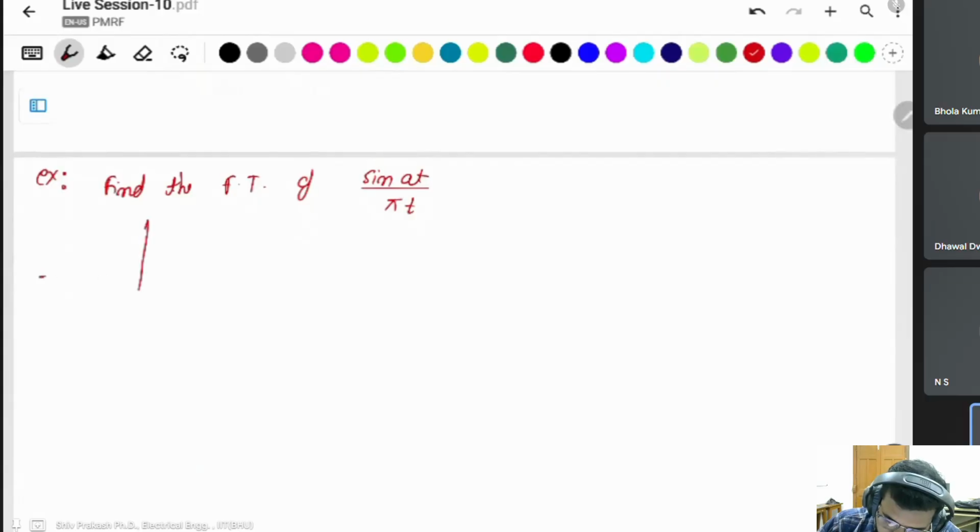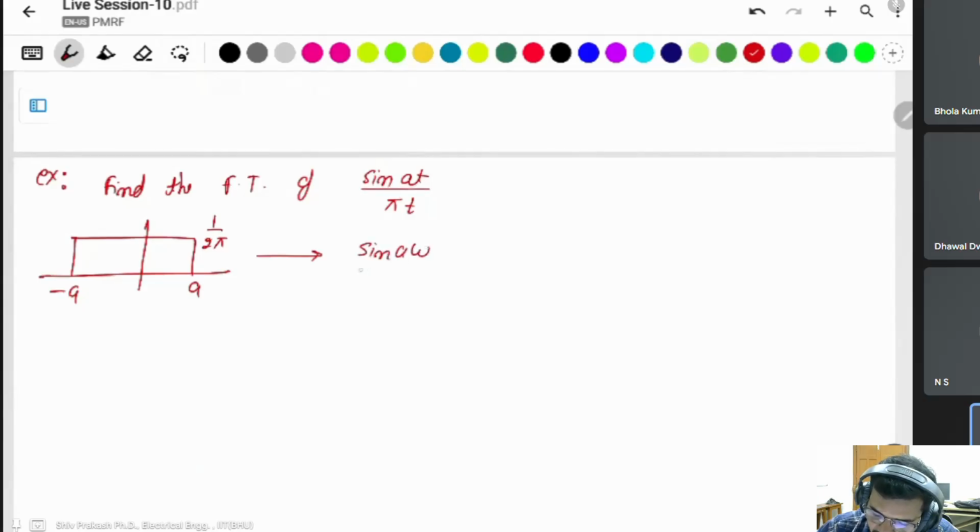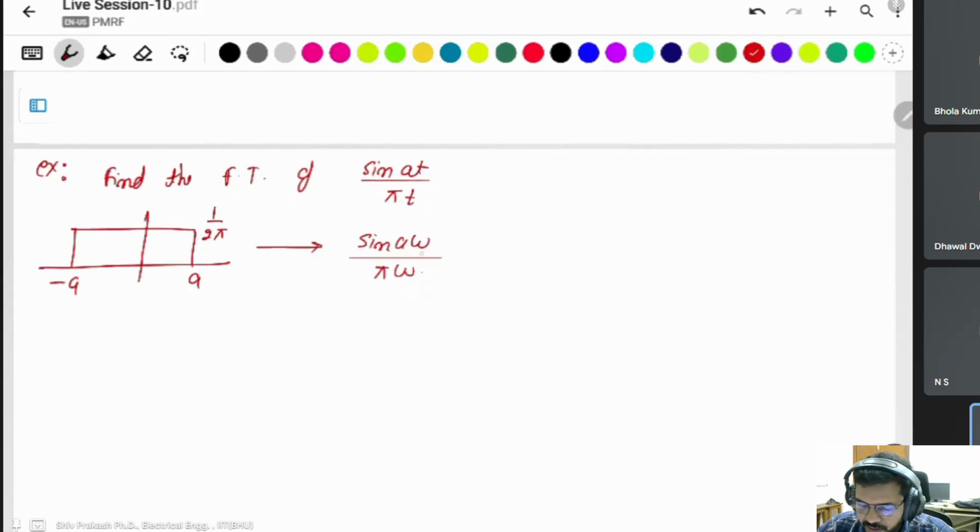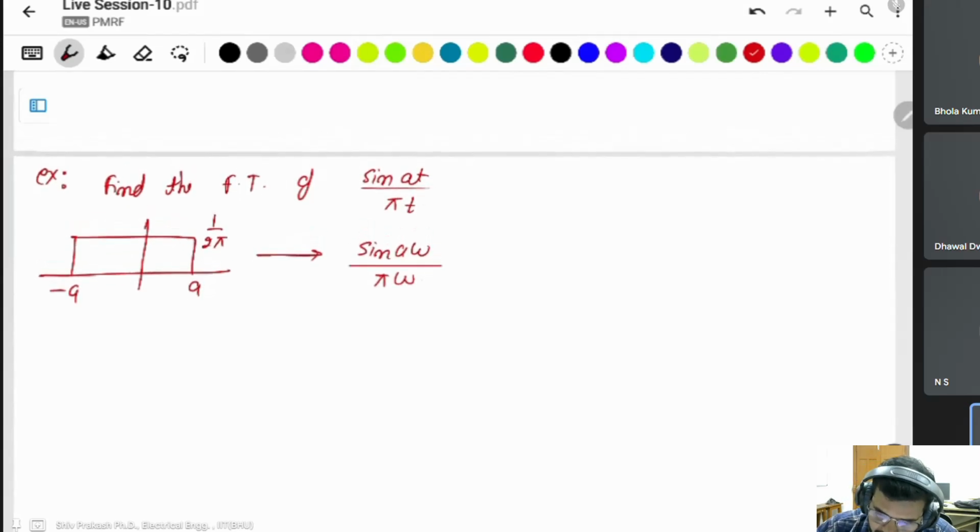You know about the Fourier transform of this function, 1 by 2 pi from minus a to a, is sin a omega divided by pi omega. Same thing, replace the omega by t. Then this is the rect function, sin a t divided by pi t.